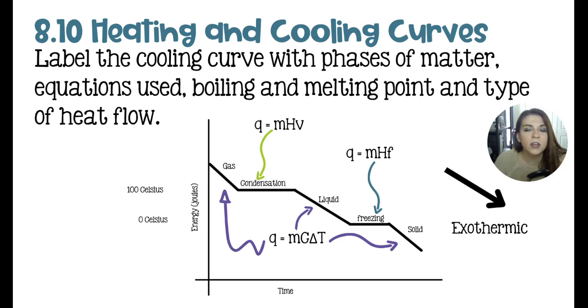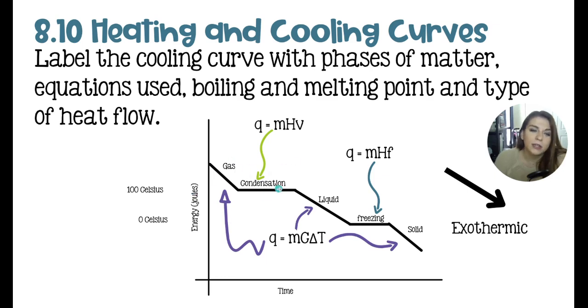Traveling across the graph from left to right, we have our exothermic phase changes, meaning that we are losing heat as we go across this graph. Again, the slanted parts represent the phases of matter, gas, liquid, and solid, and they are losing heat as we go through, so their temperature is dropping, which would indicate we use the equation Q equals mc delta T. The flat parts of the graph, again, are phase changes.